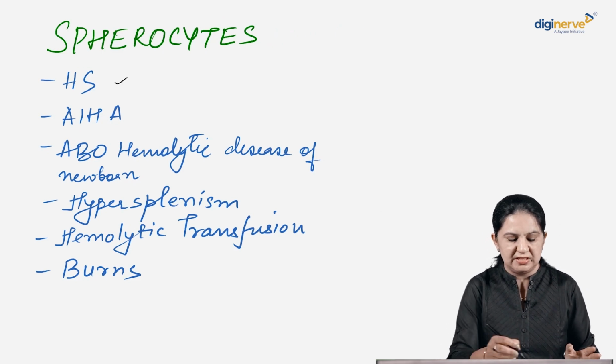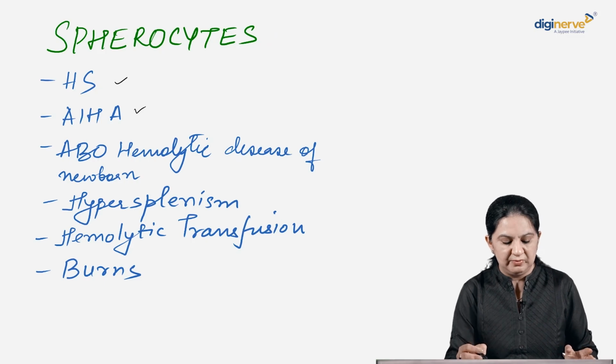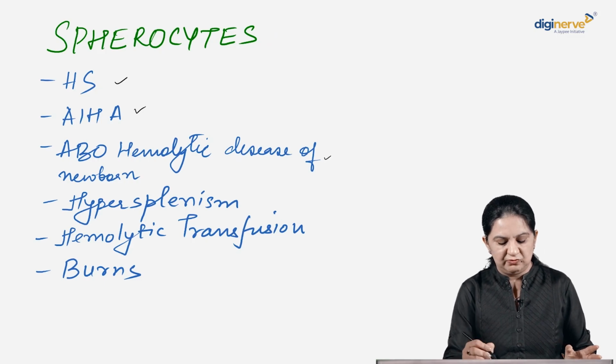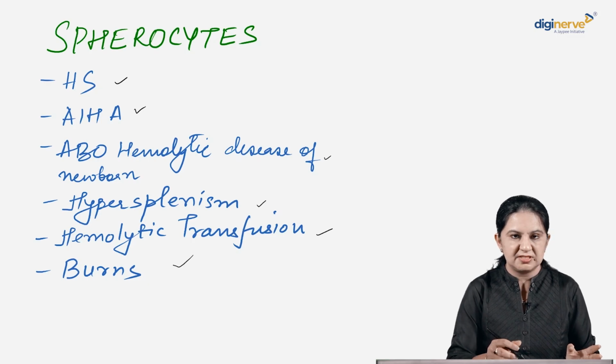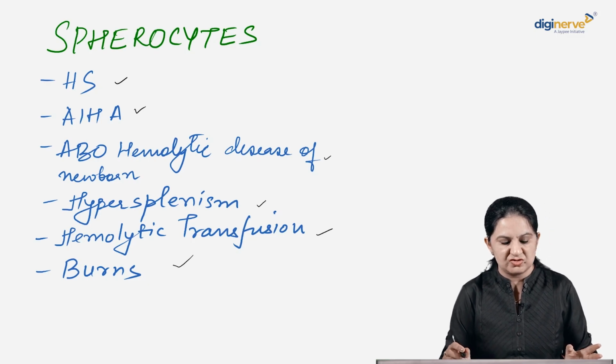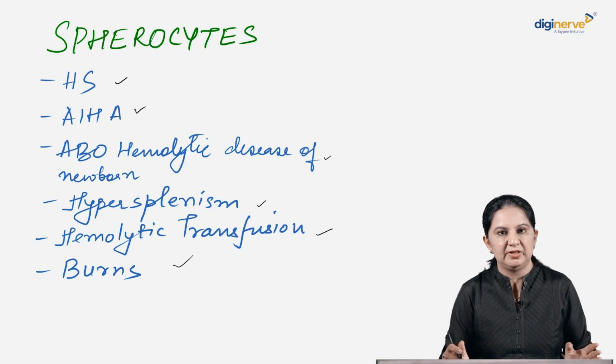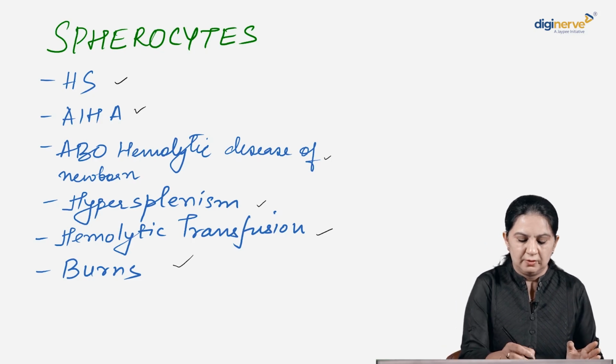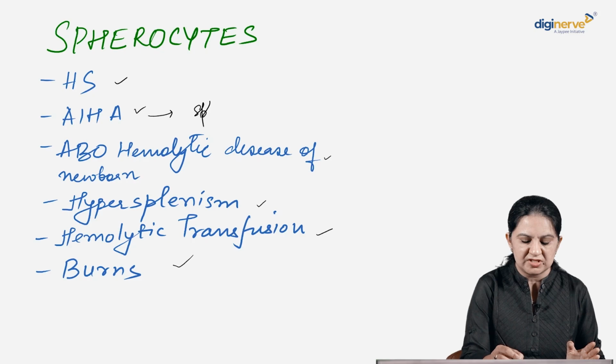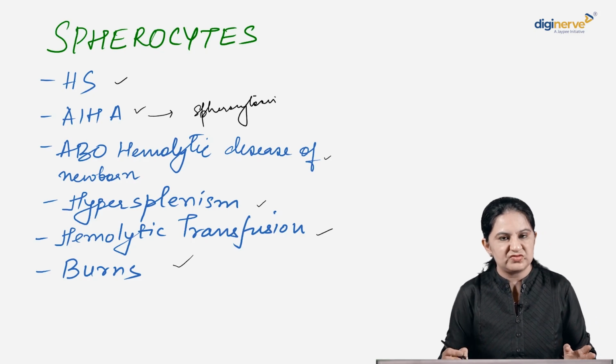Spherocytes can also be seen in autoimmune hemolytic anemia, ABO hemolytic disease of the newborn, hypersplenism, blood transfusion and burns. These are the various disorders where spherocytes can be seen. Please remember, autoimmune hemolytic anemia is the most common cause for spherocytosis.